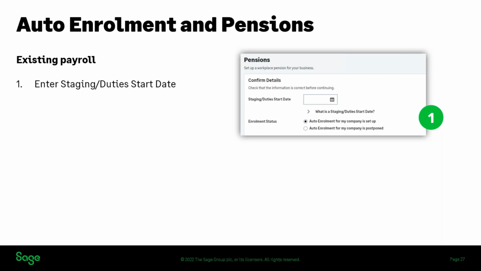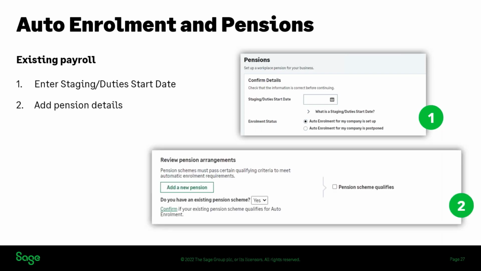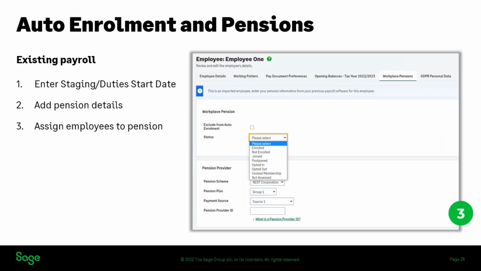Or if you became an employer after 2017, your duties start date was the date you took on your first employee. You'll then need to add pension details, including the settings to calculate pension contributions, which we'll run through in the demo. And the third step is to assign your employees to that pension and to set their auto-enrolment status. So a few different statuses on that checklist and on that drop-down list, which we will have a look at in the demo.